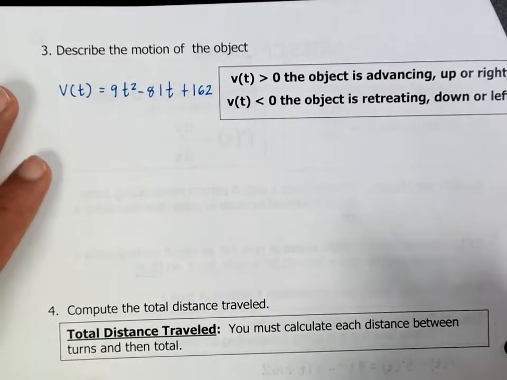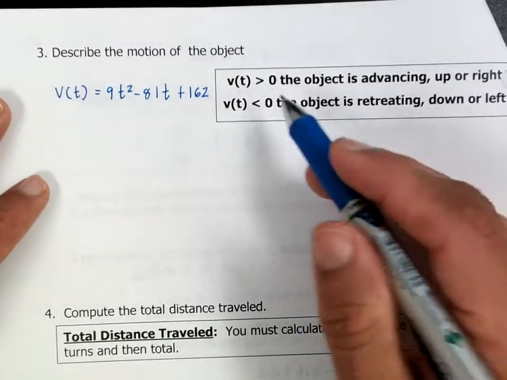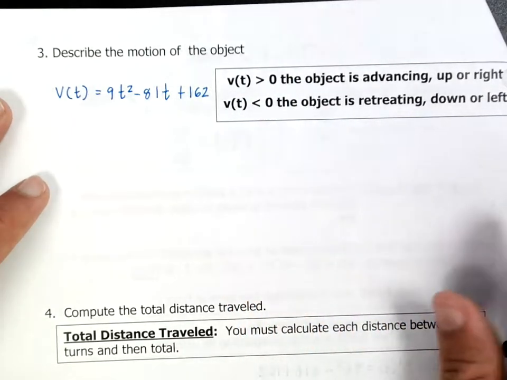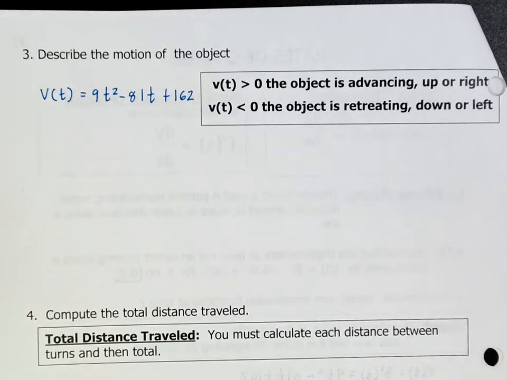Now, it's written right here for you, but if the velocity is greater than 0, which means the velocity is positive, then the object is advancing or going up or going to the right, according to whatever problem you have. And if the velocity is negative, the object is retreating or going down or going left. Again, it just depends on what problem you have.